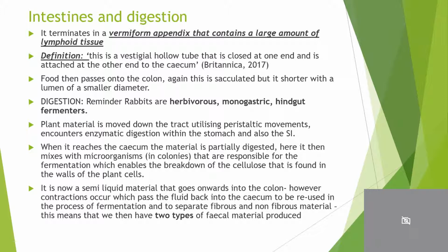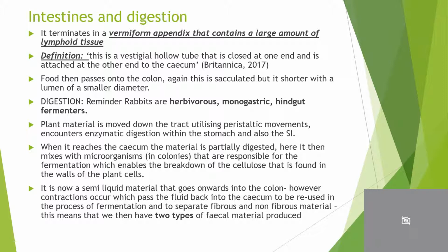Intestines and digestion. It terminates in a vermiform appendix that contains a large amount of lymphoid tissue. Again, it's vestigial, so a remaining thing from times before, and it's a hollow tube that is closed at one end and is attached at the other end to the cecum. We then have food passing on to the colon. Again, this is sacculated, but it's shorter, with a lumen of a smaller diameter.